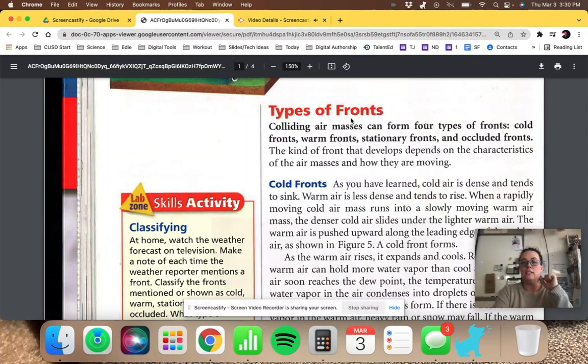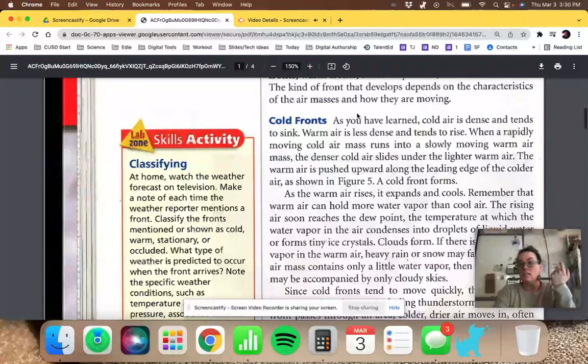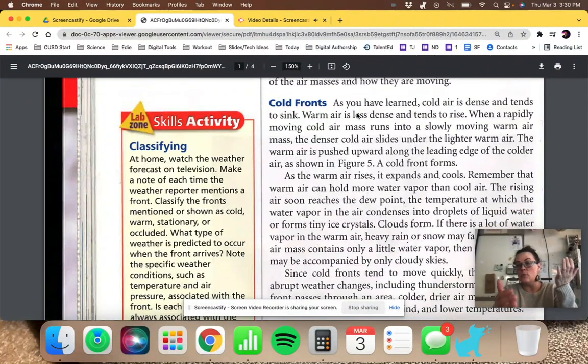So cold fronts. As you've learned, cold air is dense and tends to sink. Warm air is less dense and tends to rise. So when you have a rapidly moving cold air mass that runs into a slow-moving warm air mass, the cold, dense air slides under the warm air. The warm air is pushed upward along the edge of the cold air, as shown in that figure above.